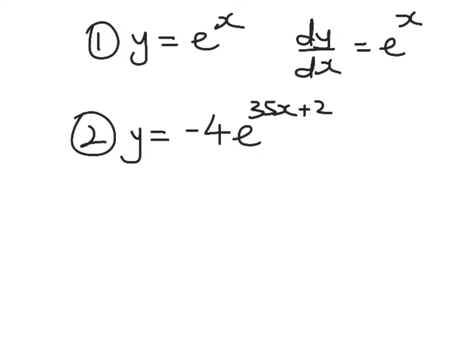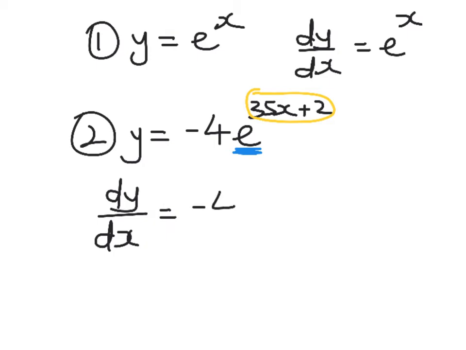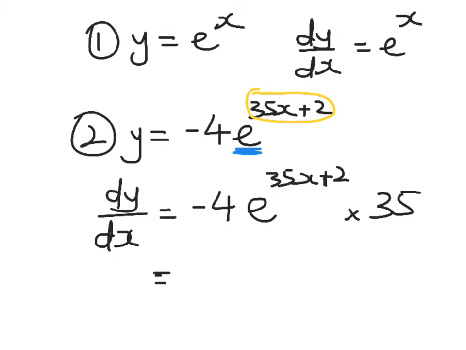What I've got here is a simple chain rule problem. The outside function is e to the power of all of this. This is my inner function. So we'll use the chain rule on this. dy by dx will equal negative 4 e to the power of that function times the derivative of that inner function, which is just going to be 35. So the answer here will be negative 140 e to the power of 35x plus 2.